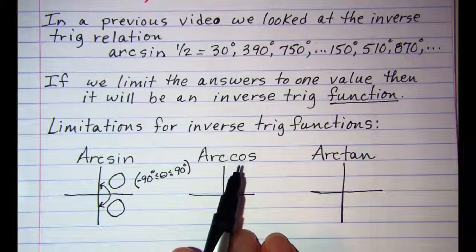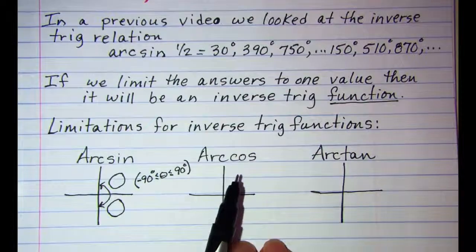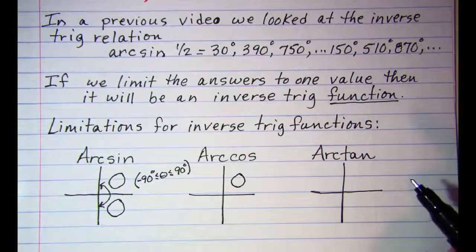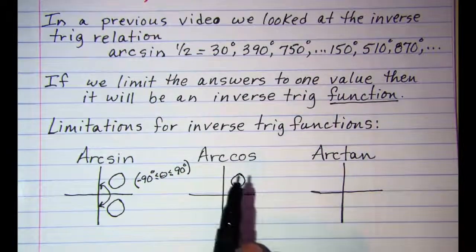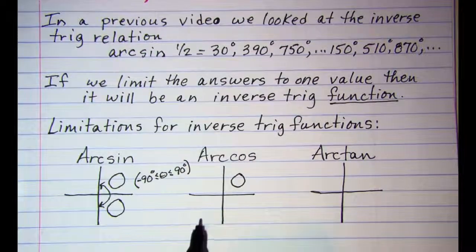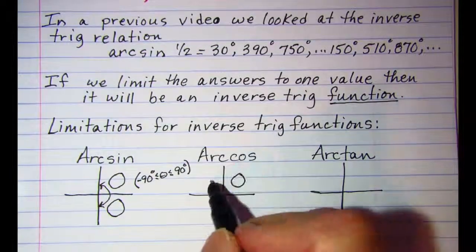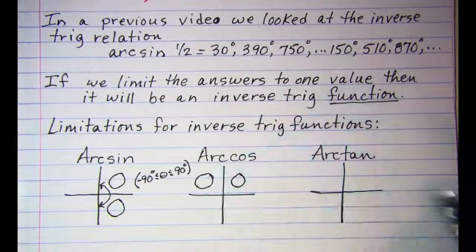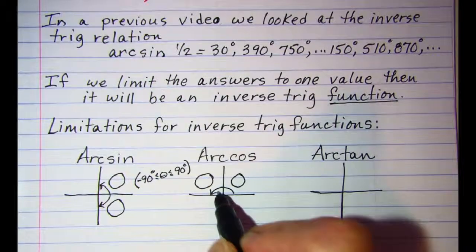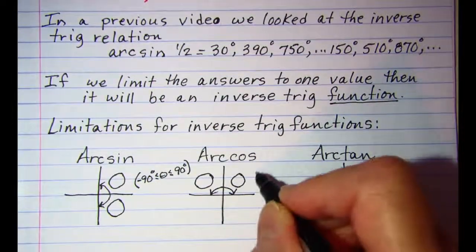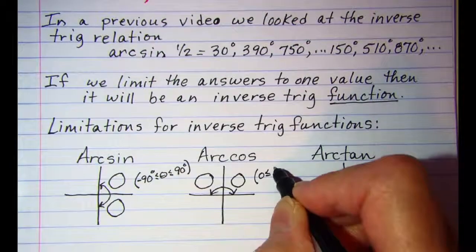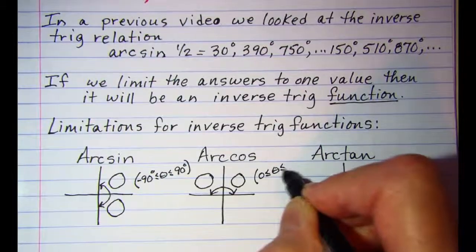Now for arc cosine, if our ratio is positive, again we'll use our angle in quadrant 1. Cosine is negative in quadrant 2 and 3, and we don't use quadrant 3, so our angle will be chosen from quadrant 2. So we'll just use these two, from 0 to 180.